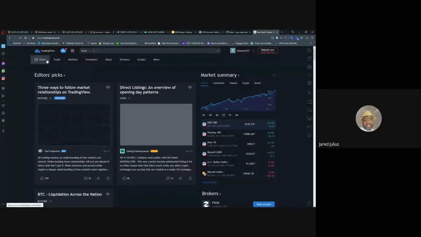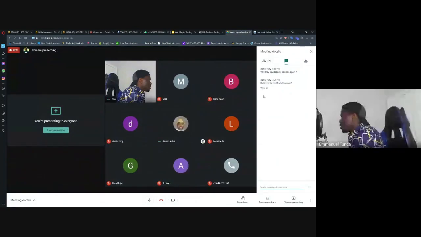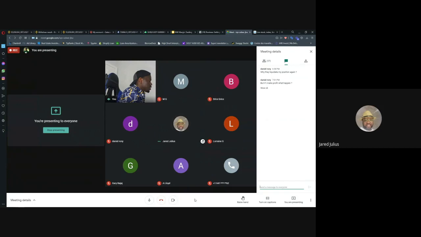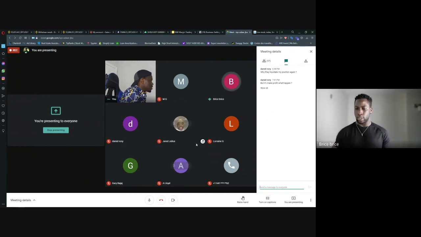Now, is that a margin or option trade? I'm confused. Which one's which? So this is in terms of margin, but options is pretty much the same thing too. Okay, what's the difference between them? Jared asked, what's the difference between both margin and option?